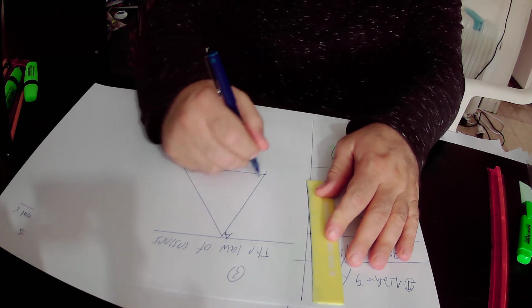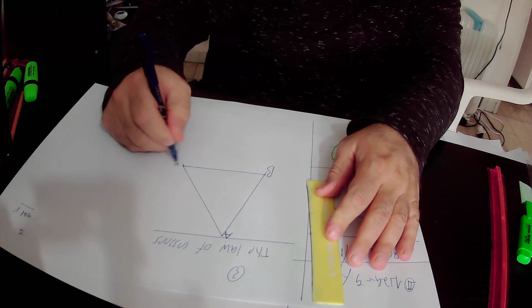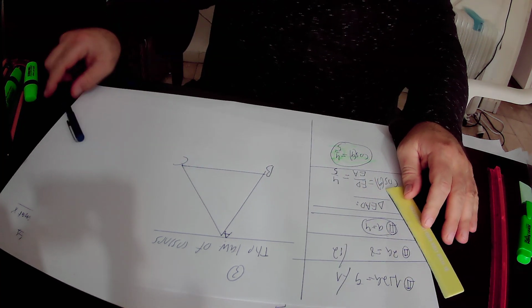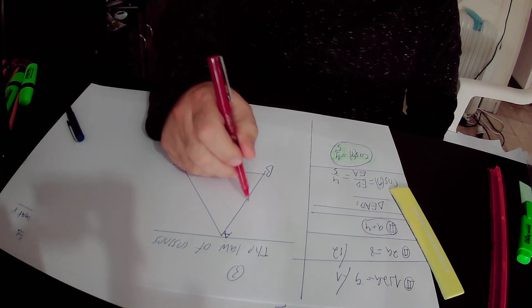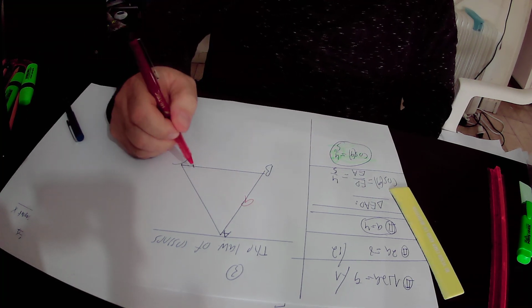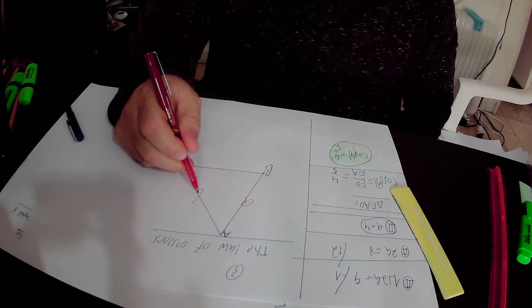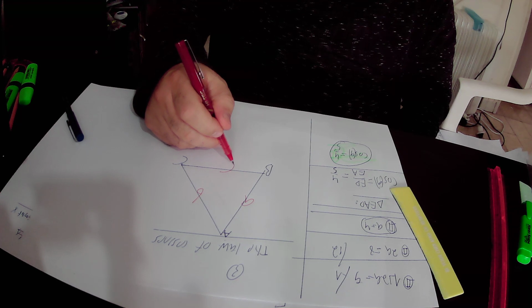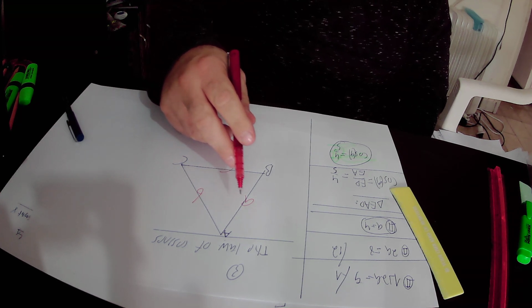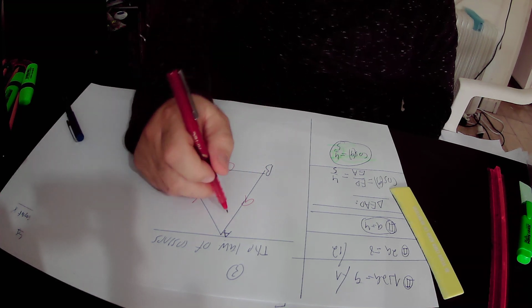This is triangle ABC, and we know that the length of side AB equals A units, the length of side AC equals B units, and the length of side BC is C units. And we also know that the angle between side AB and side AC is alpha.